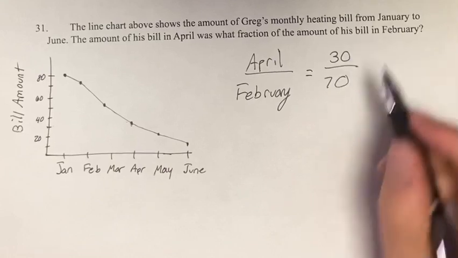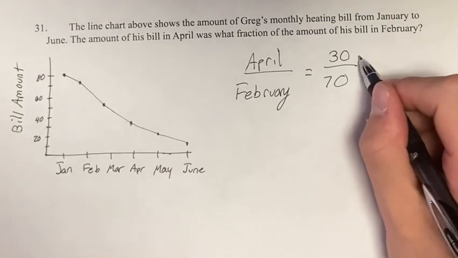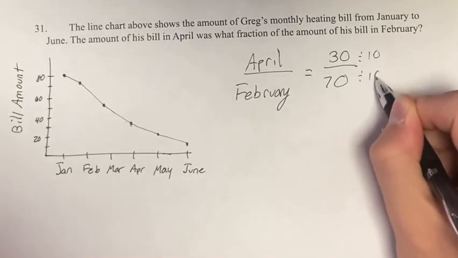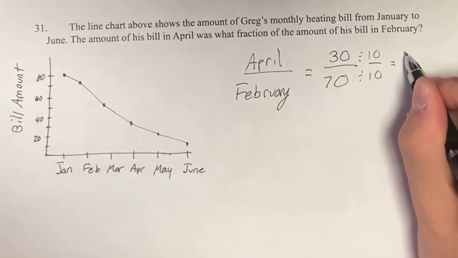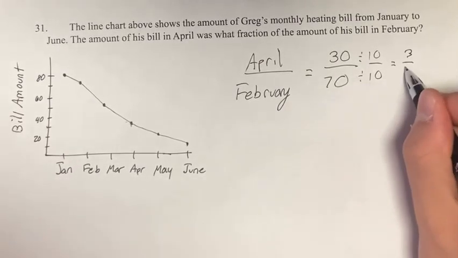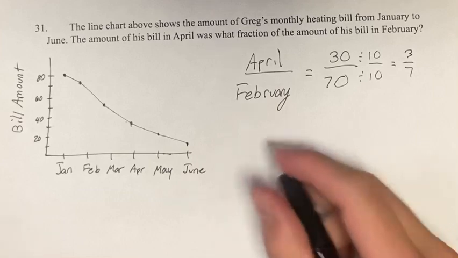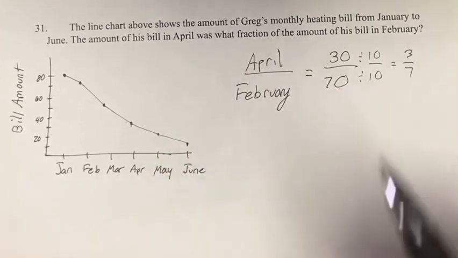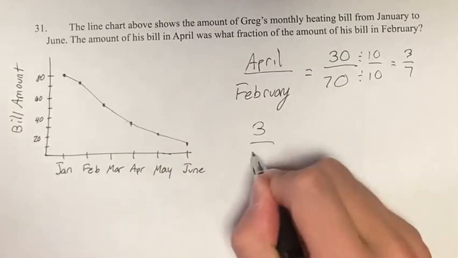So the fraction is 30 divided by 70, but we can simplify it. Divide the top and the bottom by 10. 30 divided by 10 is 3. 70 divided by 10 is 7. So your final answer, the fraction of the bill in February that is April, is 3/7.